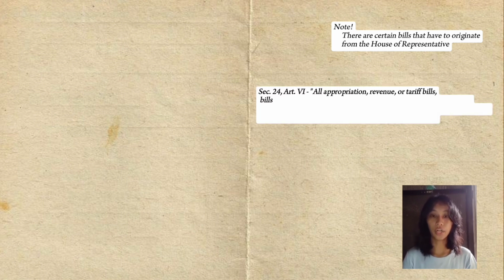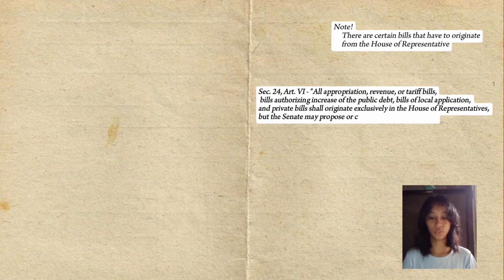However, there are certain bills that have to originate from the House of Representatives, like appropriation, revenue or tariff bills, bills authorizing increase of the public debt, bills of local application, and private bills, which shall originate exclusively in the House of Representatives, but the Senate may propose or concur with amendments as stated in Section 24, Article 6 of the Constitution. So it involves 3 readings.